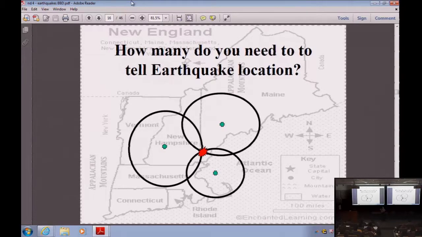So you have this triangulation. You can tell exactly how far away an earthquake is. And in reality, you have lots and lots of different seismic stations that can absolutely pinpoint where the earthquake is.